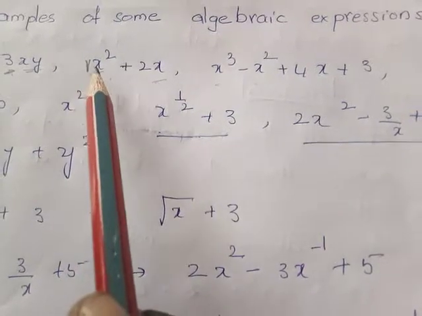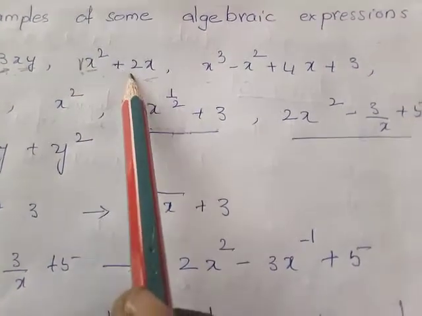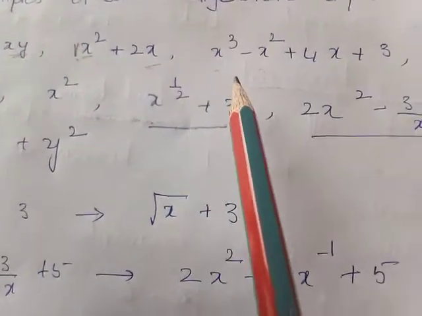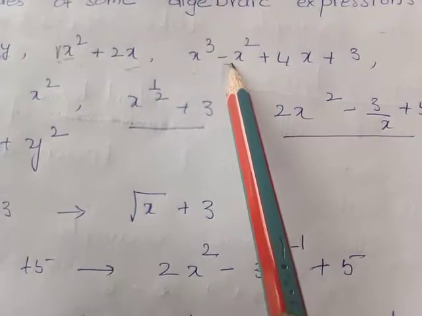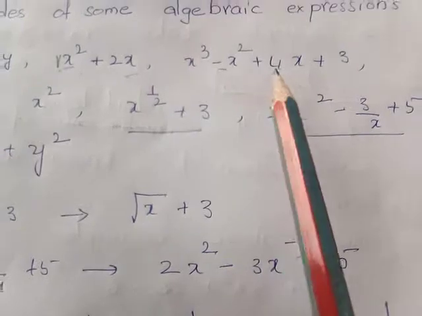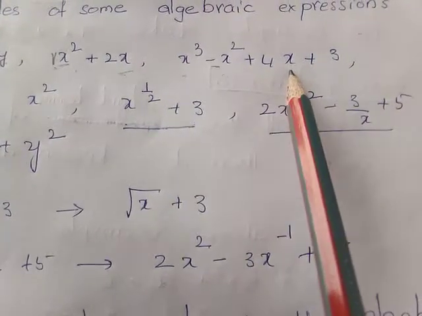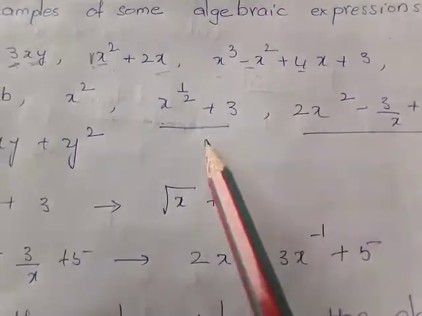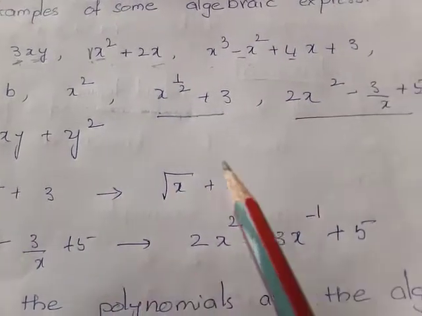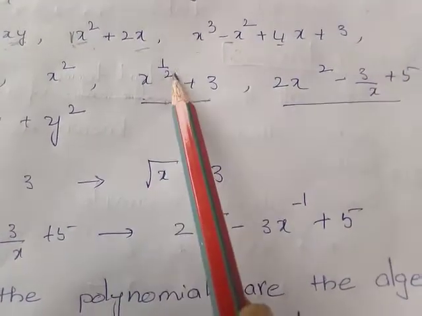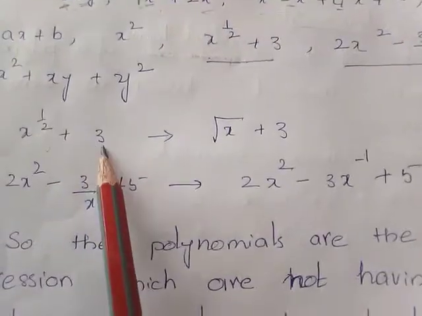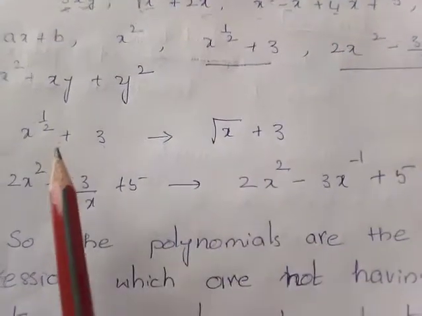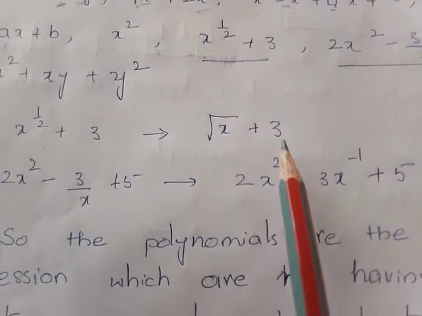So here the coefficient of x square is 1. Here 2. Here same 1. Here the coefficient is minus 1. We have to consider the negative value also. So like that, the number multiplying the variable is called the coefficient. Next, now take this one, x power half plus 3. This half can be written as root x plus 3.